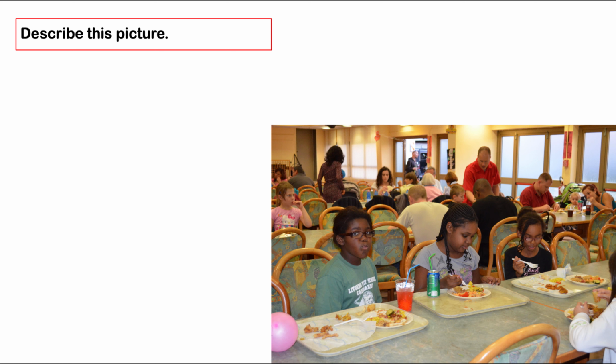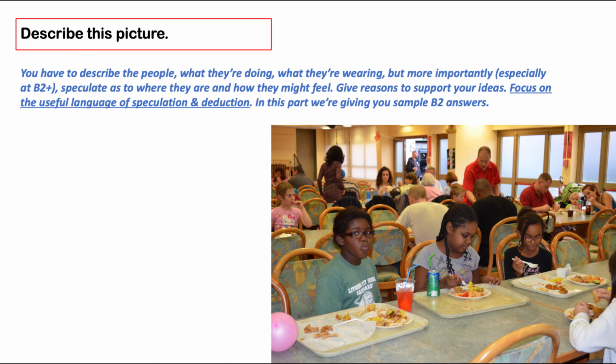Describe this picture. You have to describe the people, what they're doing, what they're wearing, but more importantly, especially at B2, speculate as to where they are and how they might feel. Give reasons to support your ideas. Focus on the useful language of speculation and deduction. In this part, we're giving you sample B2 answers.